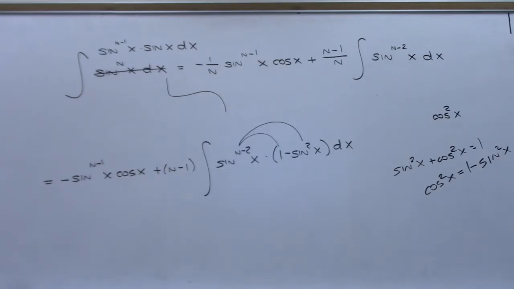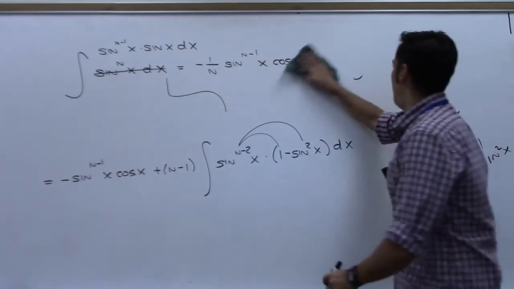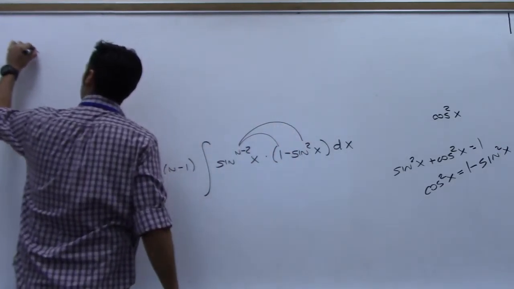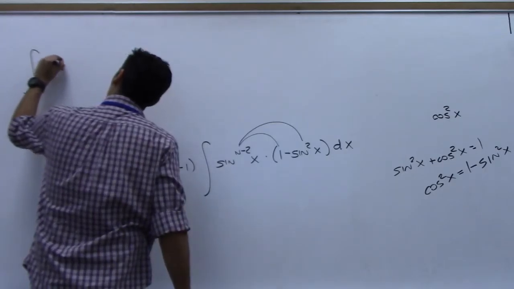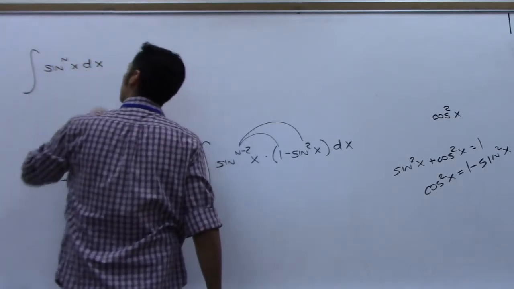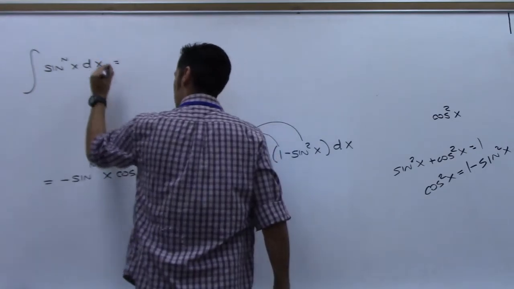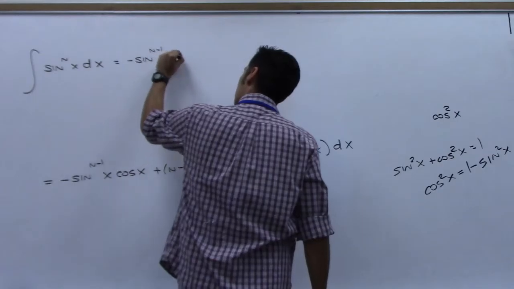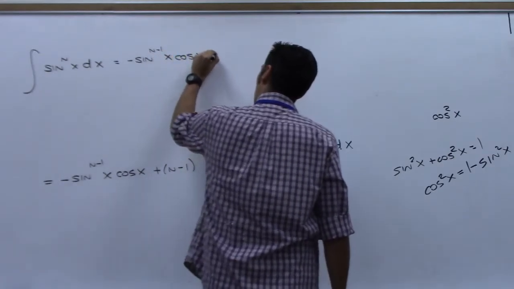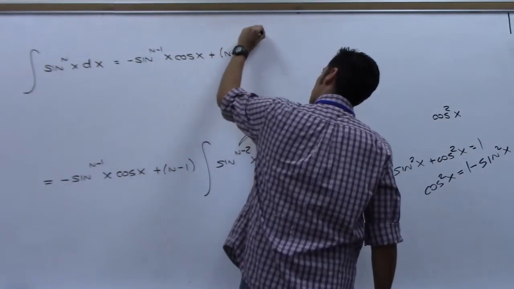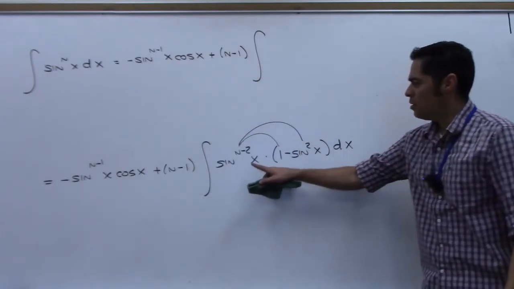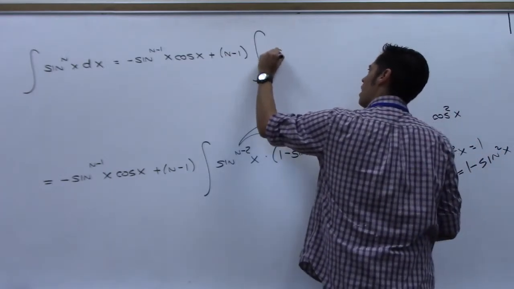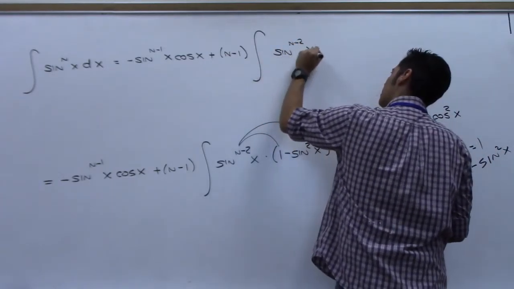All right. Here it comes. It's about to happen. Okay, the original problem, right? Here was the original problem. That was the original integral. We know right now that it is negative sine to the n minus 1 of x cosine x plus n minus 1 times the integral of this. So when you do this times 1, it's itself, right? So sine to the n minus 2 of x.